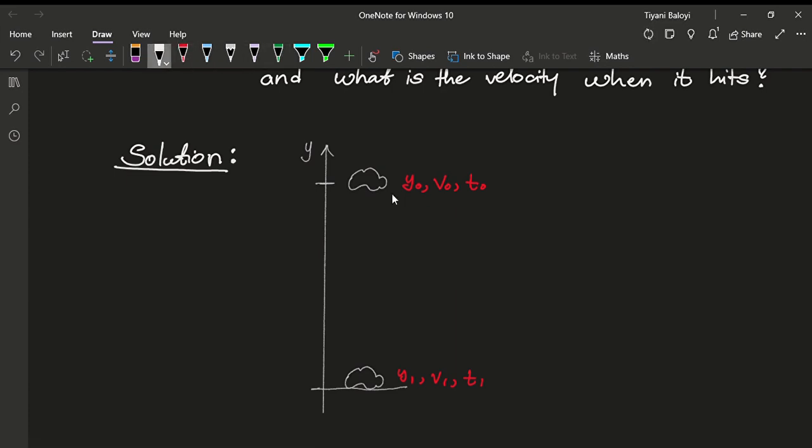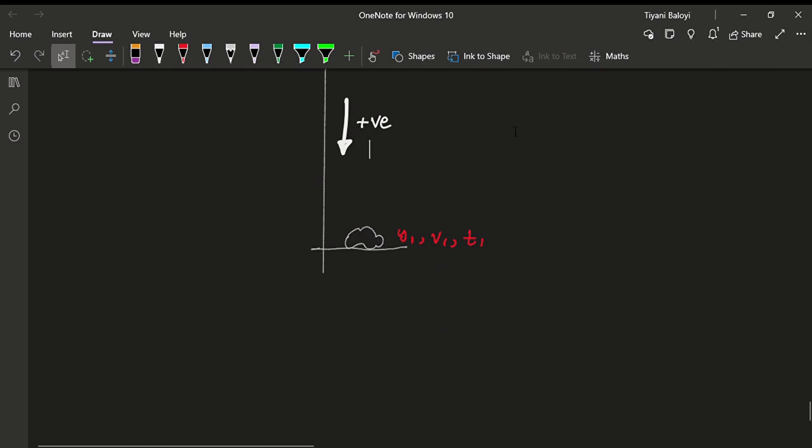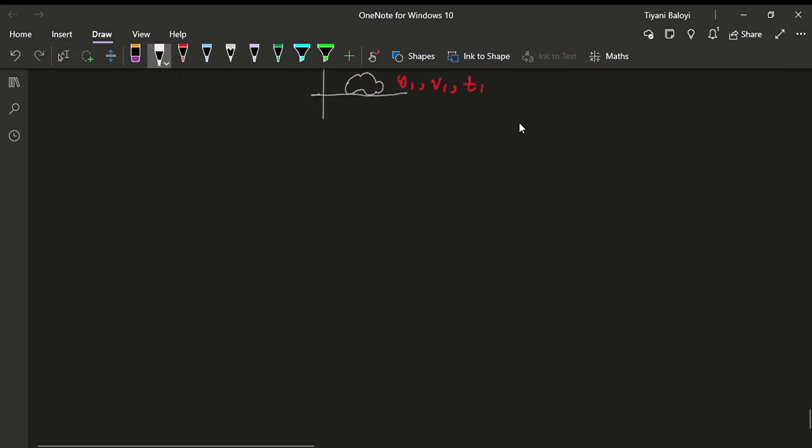Let's choose a direction. Since it's been dropped, we can choose the direction it moves in as our positive. Take downward direction as positive. You can write that down, or you can even indicate it on your diagram. So let me just write it much better. Okay, positive. So let's just write what we're given.